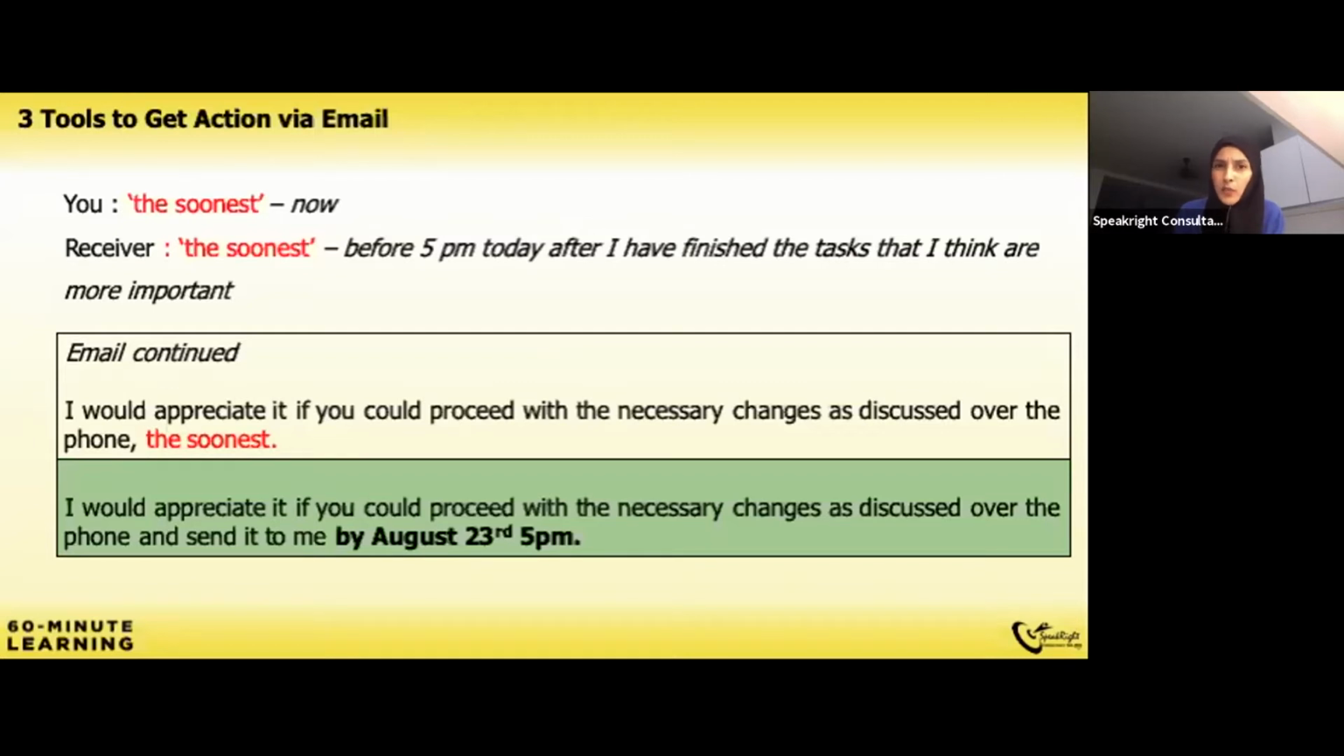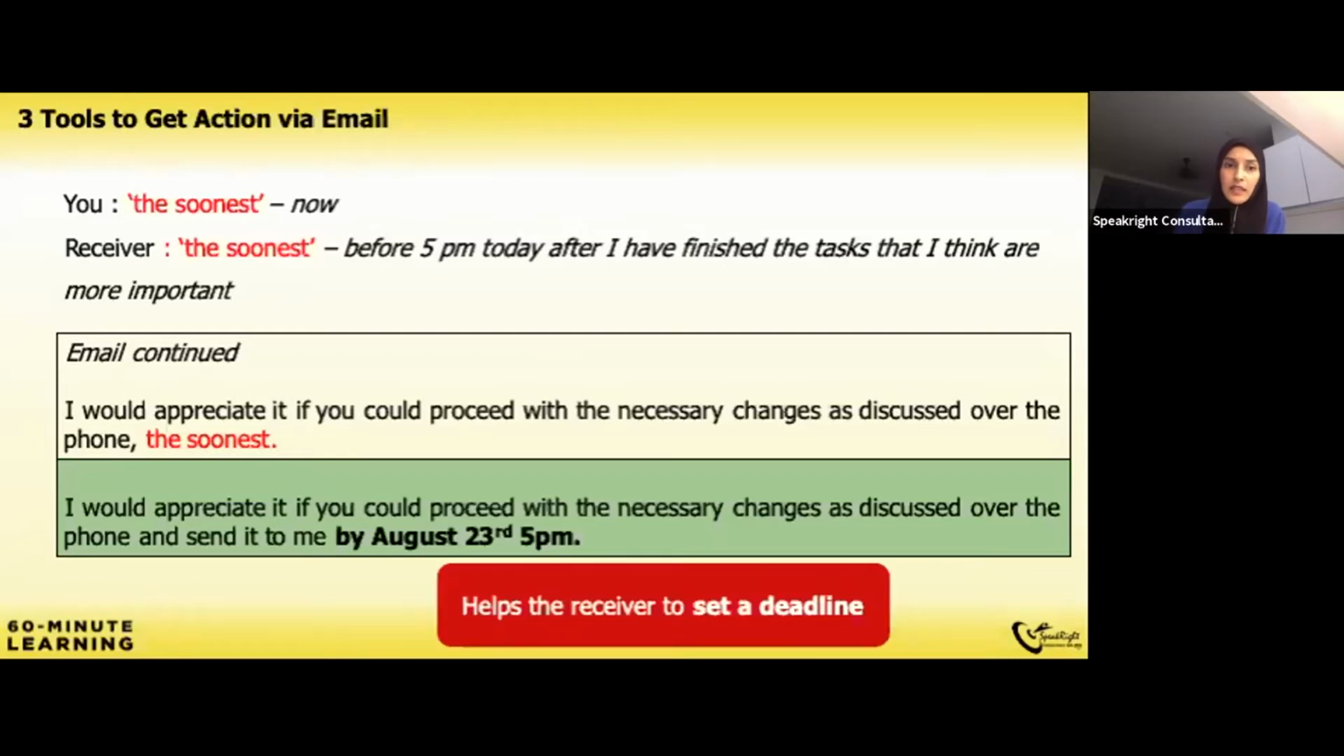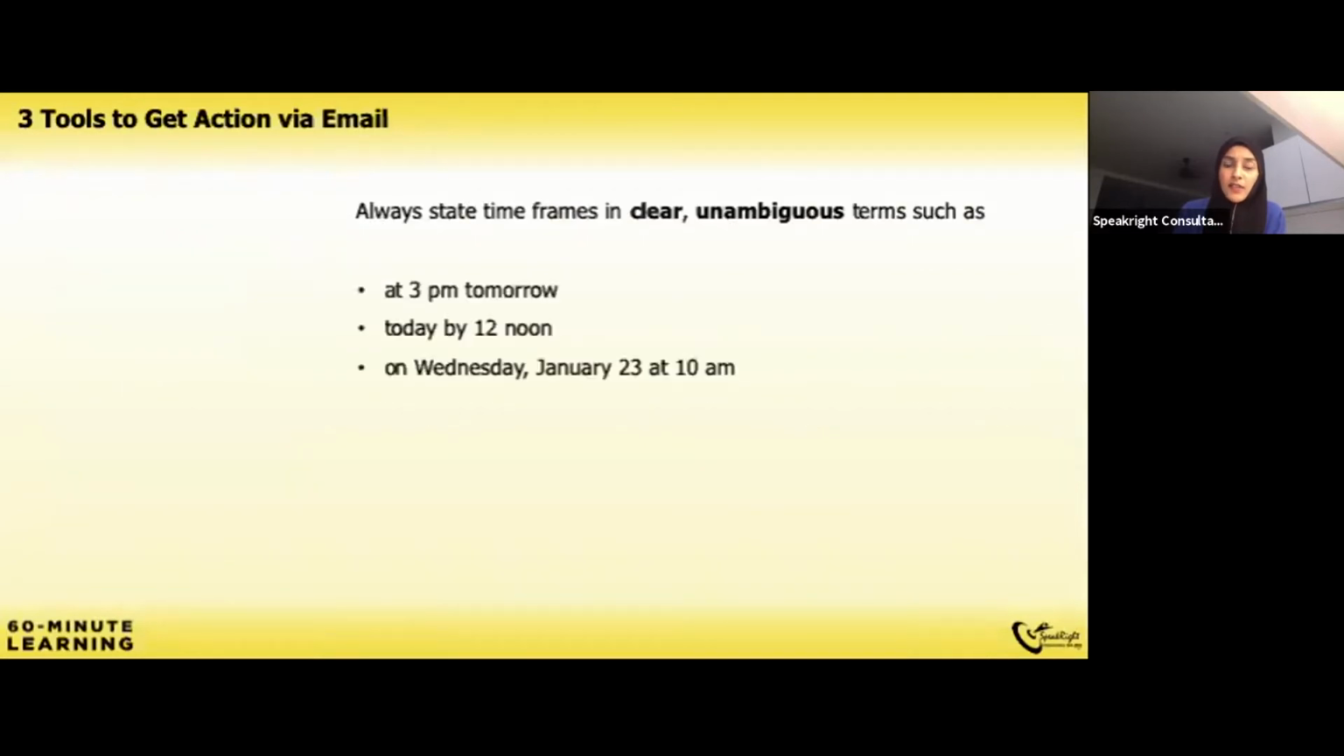So what are the other ways you can be time specific? All right. Always state time frames in clear, unambiguous terms, such as at 3 p.m. tomorrow. If you need it soon, if that is your soon, it should be at 3 p.m. tomorrow. Today by 12 noon. Sometimes we put today by noon, but to me, noon can still be vague because 1 is still noon to some people, and 2 is still noon to others. So why don't you add the time, by 12 noon? Make it easier for you and for the receiver, all right? Or on Wednesday, 20th January at 10 a.m. That is even clearer, all right?